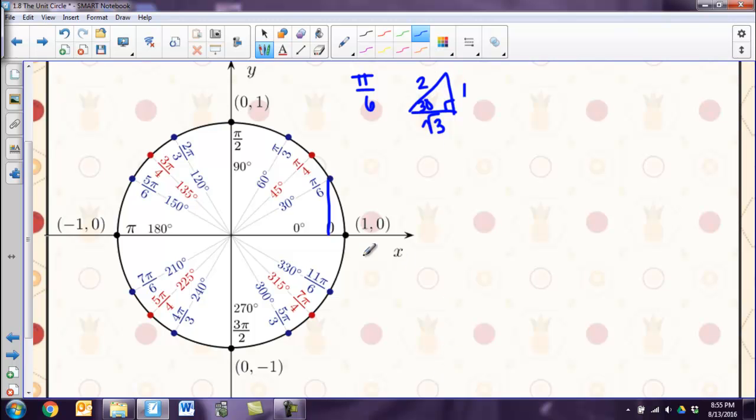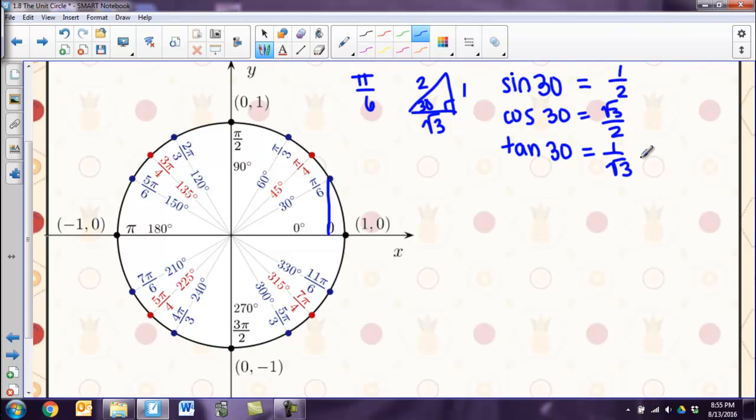If I wanted to find exact values of this, the sine of 30 degrees or pi over 6, that would be my opposite over my hypotenuse. If I wanted to find my cosine of 30 degrees, that would be my adjacent over my hypotenuse. And if I wanted to find my tangent of 30 degrees, I would take my opposite over my adjacent, which, remember, I don't have to rationalize that denominator down.